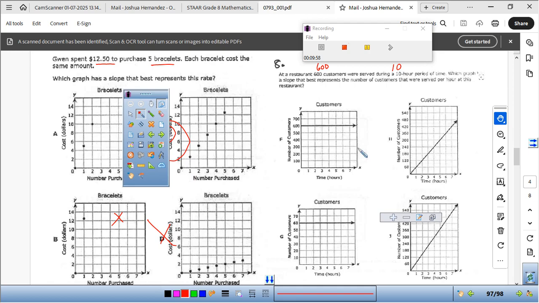And I'll tell you this much: these will never be anything horizontal or vertical. The vertical lines are the ones that go straight up and down. These would never be your answers. So now let's just figure out which of these is correct. 10 hours, 600. Let me move this out of the way. 10 hours, dang, I don't have it.